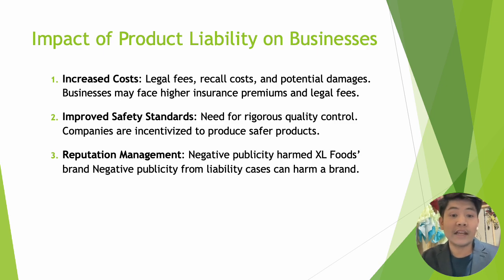Next would be improved safety standards. The case underscores the need for rigorous quality control and timely recalls. So, food safety plays a huge role for this factor. Lastly, would be reputation management. Negative publicity from the case harmed the XL Foods brand, resulting in them selling the company to JBS Foods.